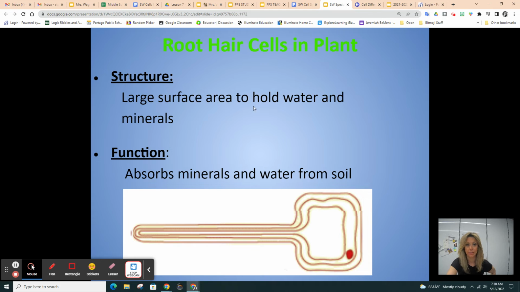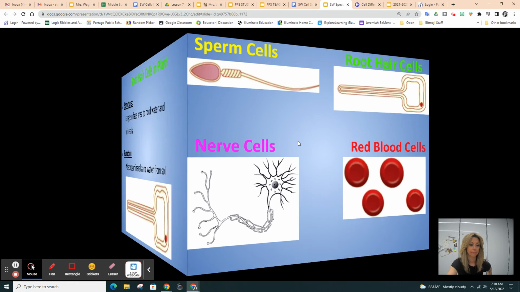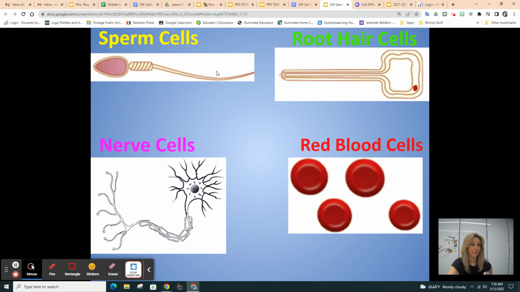Root hair cells in the plants. Large surface area to hold water and minerals. So that's what we can see down here. So it can hold a lot of water and a lot of minerals. This is designed to absorb minerals and water from soil. And then we have just a picture of all four.